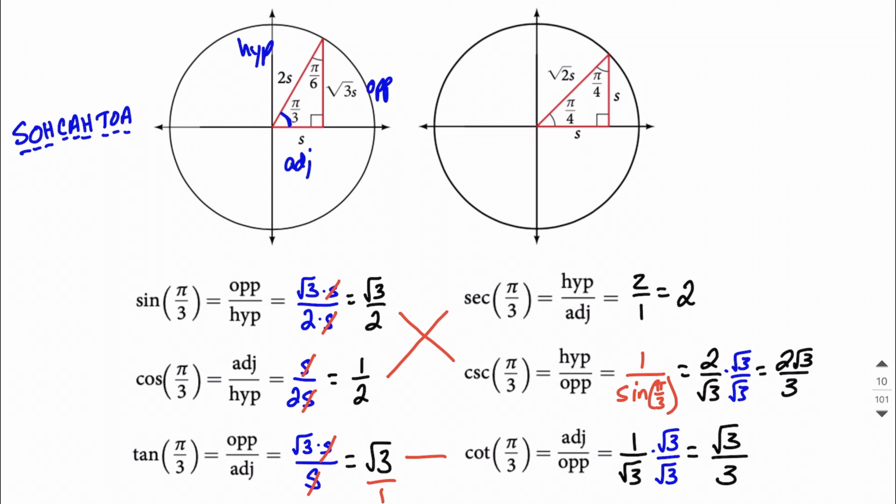So there we have all 6 trigonometric ratios for pi over 3. Hope this helps out. Get down these reciprocal relationships and definitely the SohCahToa to be able to identify sine, cosine, and tangent. So I hope this helps out. Good luck.